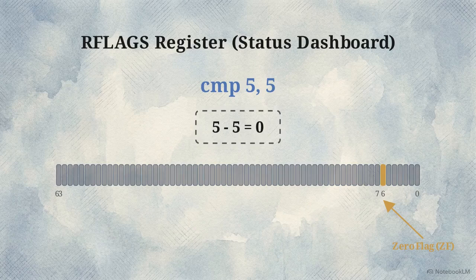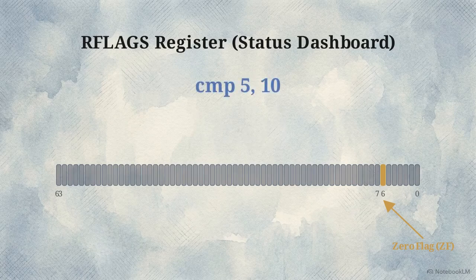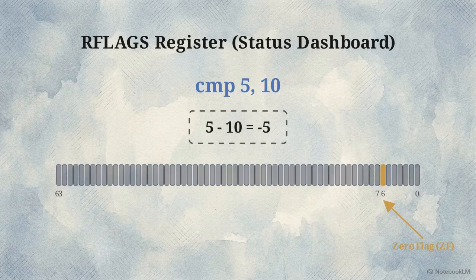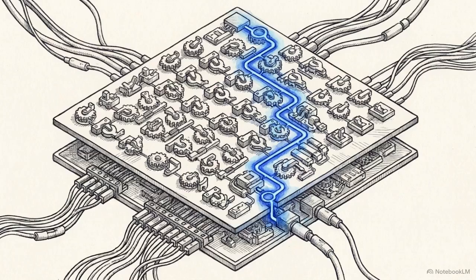If that subtraction results in a perfect 0, the CPU physically flips the 6th bit on the dashboard, the zero flag, to an active state. Negative outcomes trigger different switches. If the subtraction yields a negative number, the sign flag at bit position 7 flips on instead. Control flow does not evaluate variables. Program branching is a blind mechanical reaction to these specific dashboard lights.